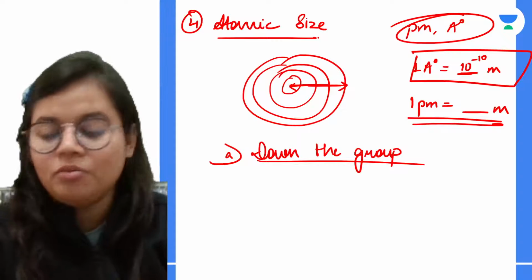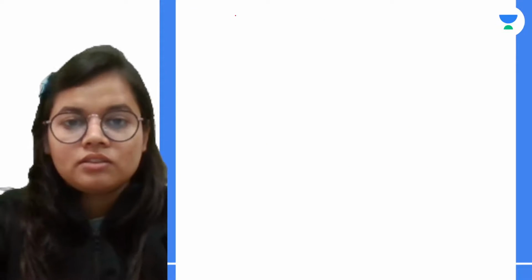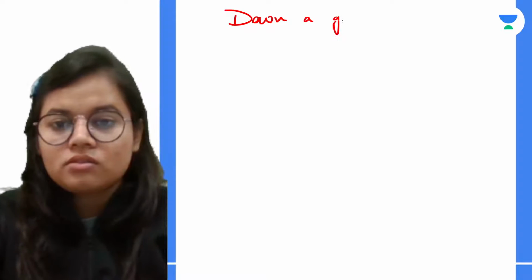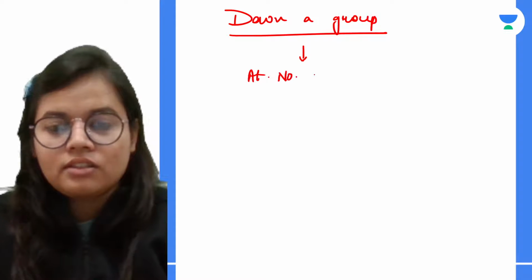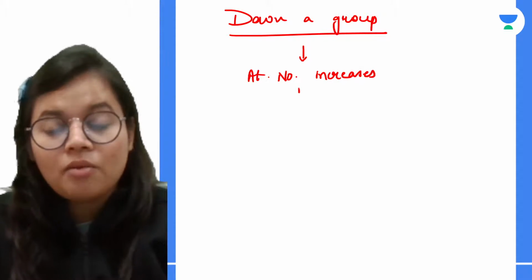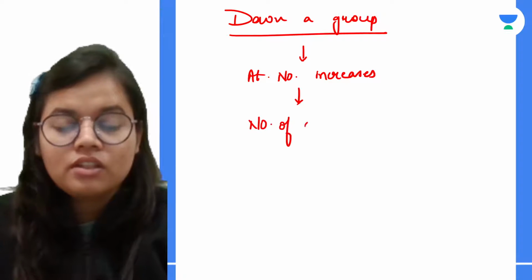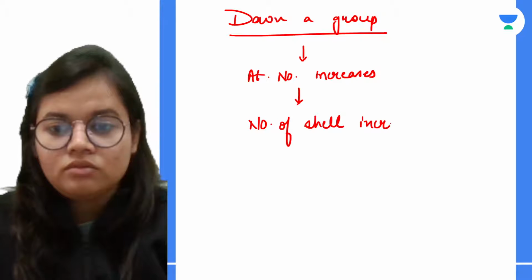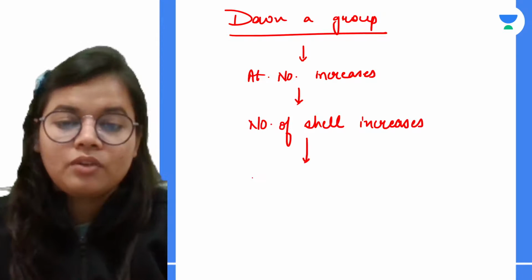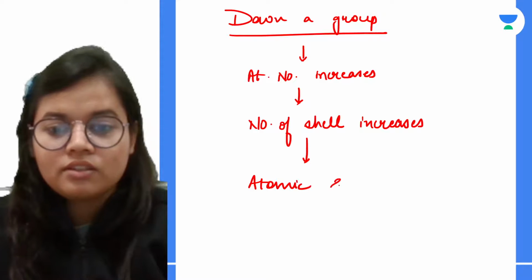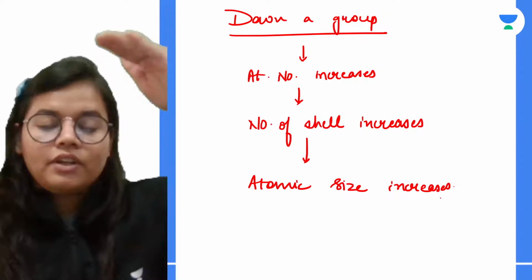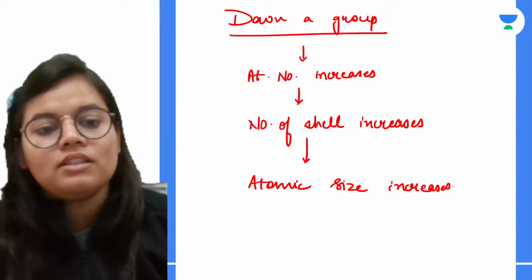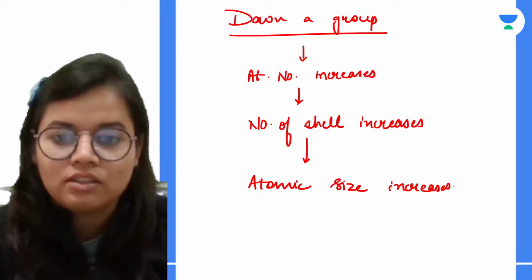So as we are moving down the group, what is happening basically? Increases, correct. So here atomic number increases, right? Moving down the group. Now with atomic number increase, the number of shells will also increase. And if number of shells increases, what would happen? Atomic size would also increase. Okay? So as we are moving down the group, bit by bit atomic size is increasing due to addition of the new shells. अब बात करते हैं across a period.